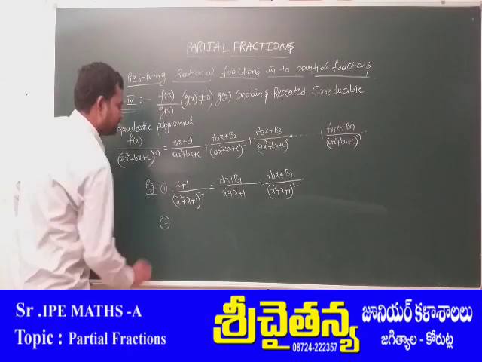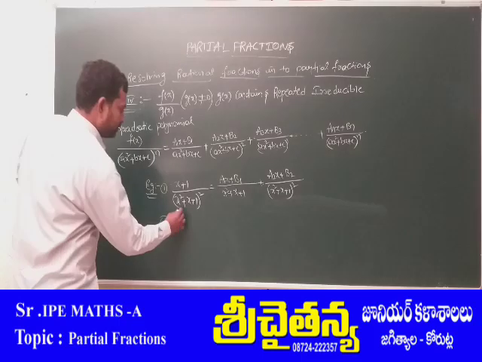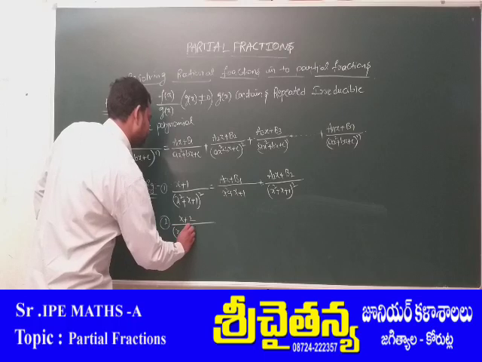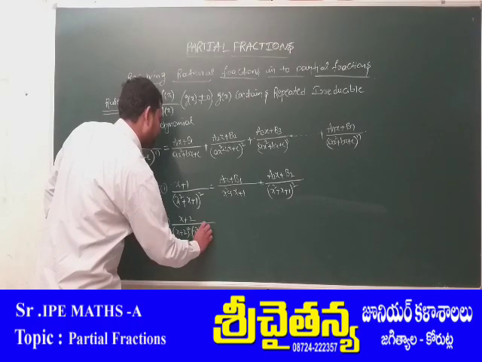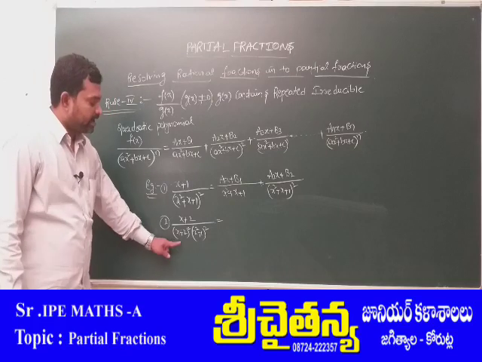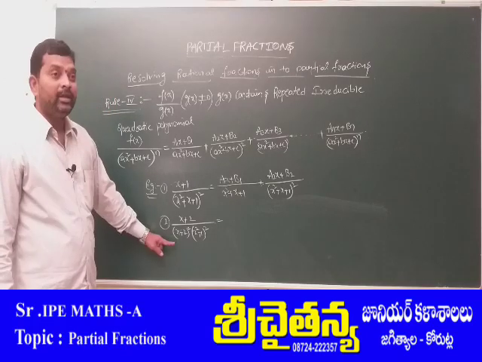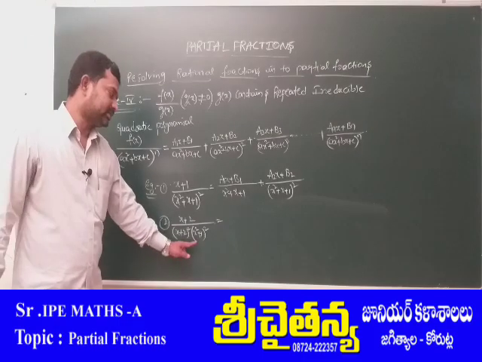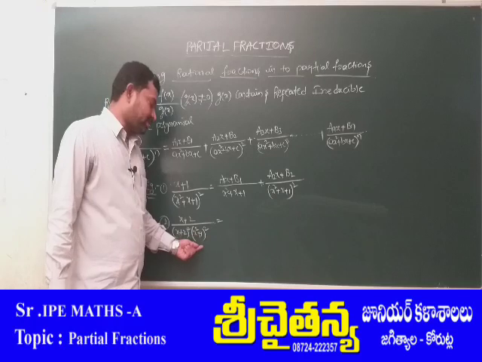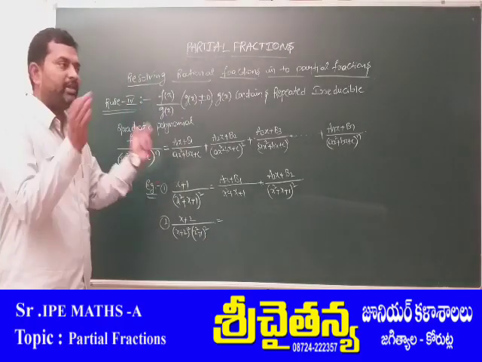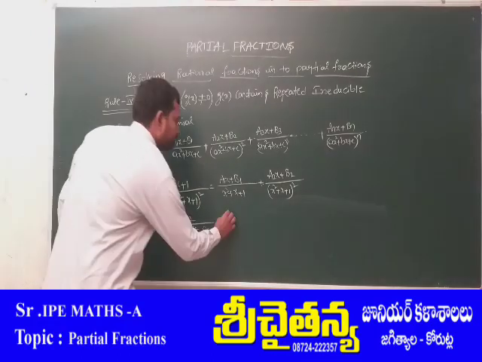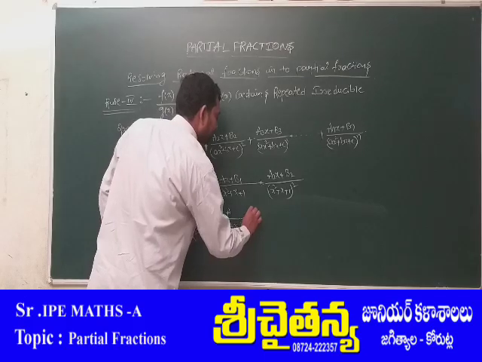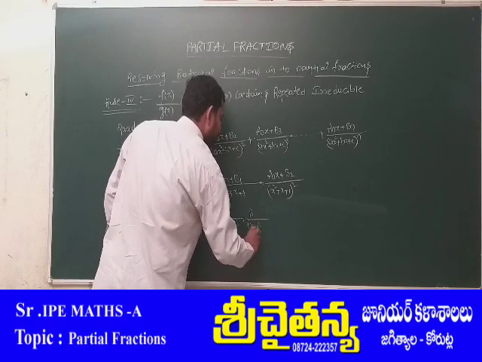If we go to the second example, x plus 2 by x plus 2 whole square and x square plus 1 whole square. Now just observe here, x plus 2 whole square is in which rule? This is in rule 2. Why? Because of repeated linear factors. Here x square plus 1 whole square is in rule 4. So when the question is given in rule 2 and rule 4, we first write rule 2: A by x plus 2 plus b by x plus 2 whole square.